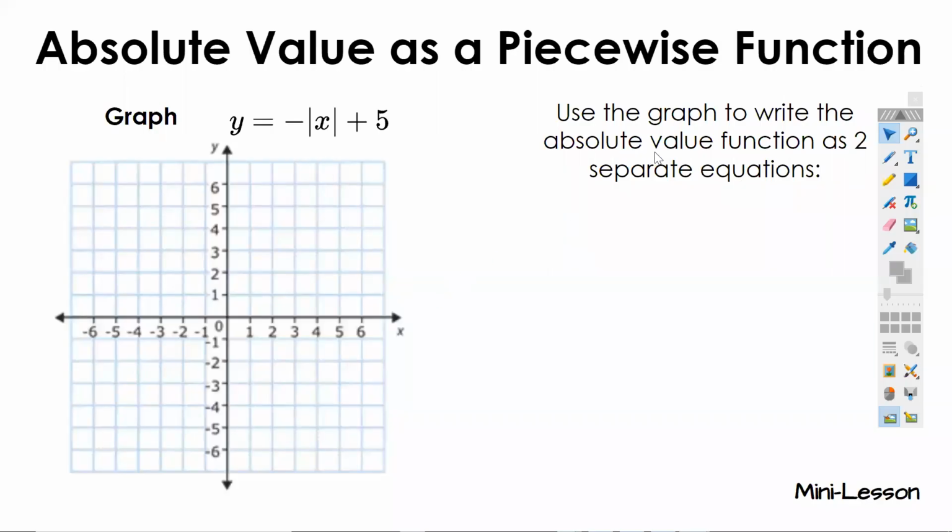All right, so now we're going to use the graph to write the absolute value function as two separate equations with this new graph, okay? So if I took 0 and I plugged it into this equation, what would I get? Well, if I plug in 0, I would get 5. So we would put a point at 0, 5. If we plugged in 1 into this equation, so positive 1, we would get 4.